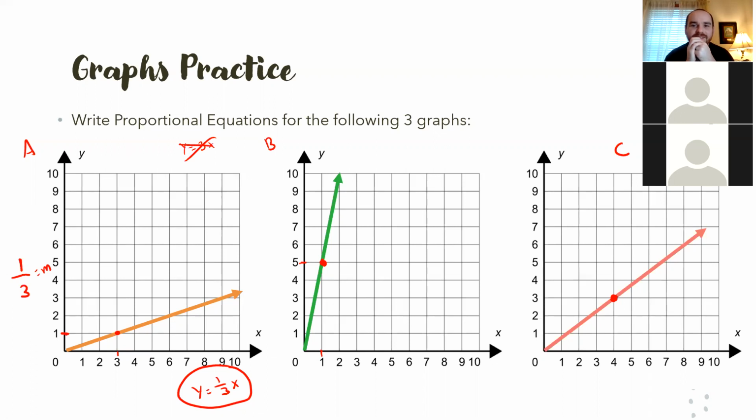Barbie just forgot an x. Mistype. Always fun.